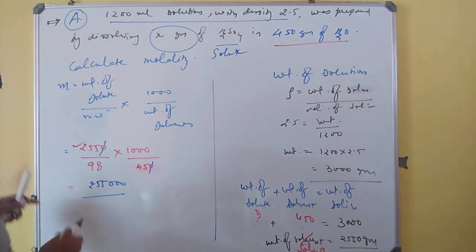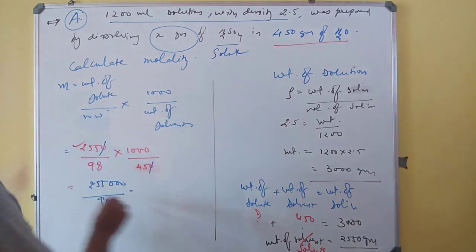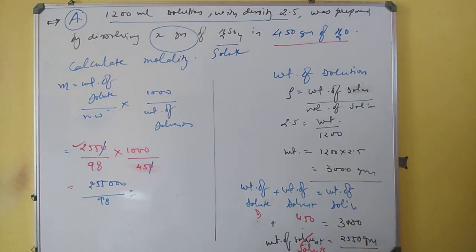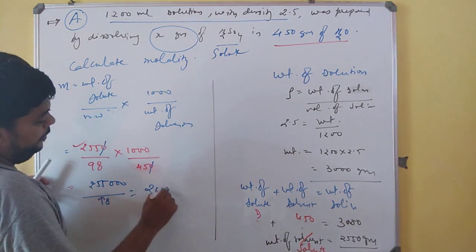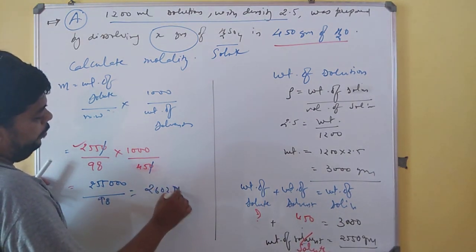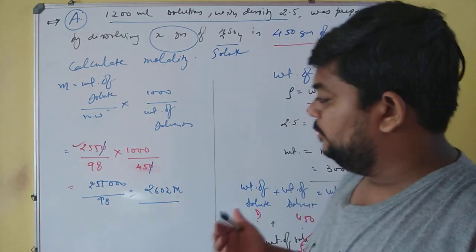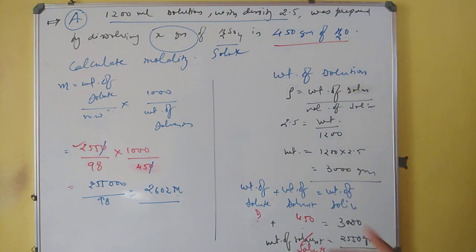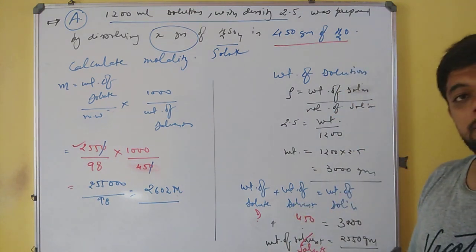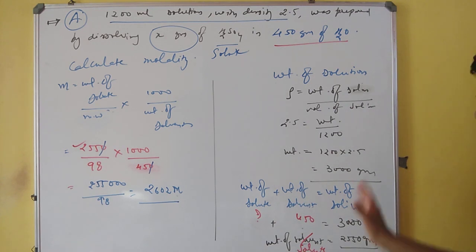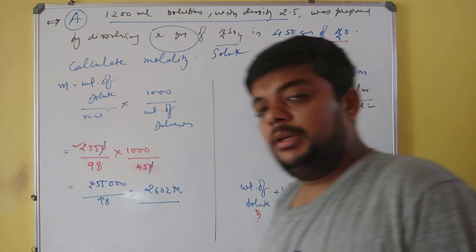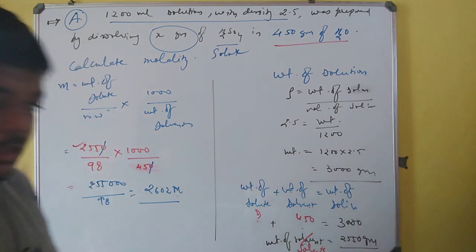So it will be 255000 divided by 98. Solving this step, 255000 by 98, it is 2602 molal. A very high amount. Generally, practically, it's too difficult to achieve. But we were solving a theoretical question, and therefore it is theoretically absolutely correct. There is no mistake in it.